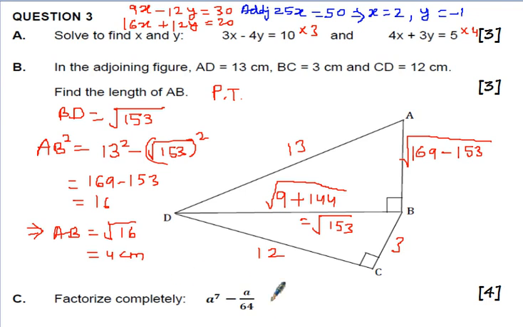Now come for this factorization. Many children make mistake. Please understand, in factorization first you see if anything is common. So A is common, A6 minus 1 upon 64. Now this is double factorization. A6 means you can write A cube square, and here you can write 1 upon 8 square.